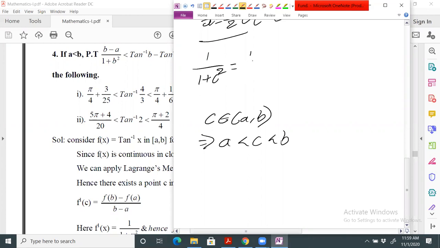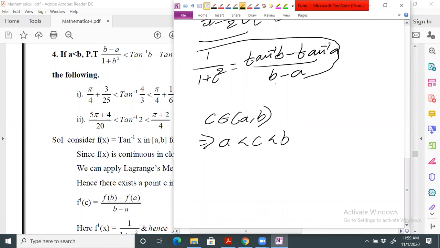1 by 1 plus C square is equal to tan inverse B minus tan inverse A by B minus A. This is the thing we got. Now we have to get this middle one, in place of C, like this 1 by 1 plus C square.